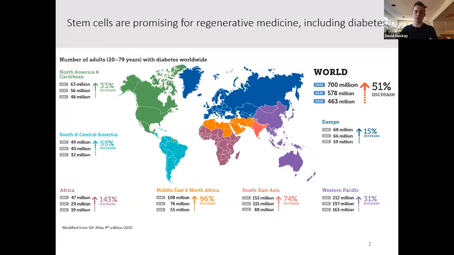Stem cells can be used in regenerative medicine to treat millions and millions of people worldwide. Take, for example, diabetes, where we can make insulin-producing cells from stem cells to treat patients. However, as seen in this figure here, the number of people affected by diabetes is expected to dramatically increase in the coming decades. And so it is clear that we will need to make a lot more stem cells for regenerative medicine. Next slide, please.